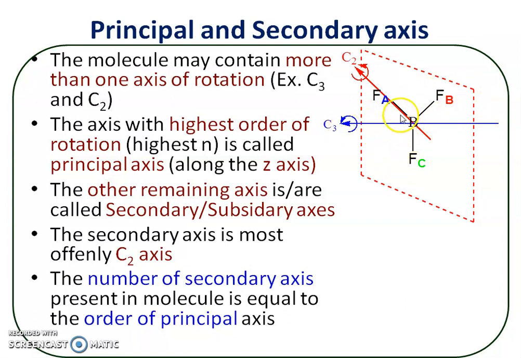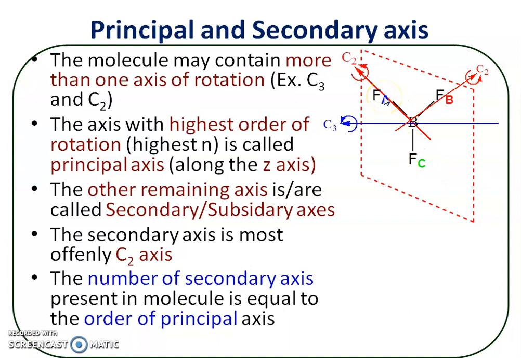So the value of n is equal to 2, and therefore this must be the C2 axis. Now imagine another axis which is passing through boron and Fb. Along this axis, when the molecule is again rotated through 180 degrees, there will be an exchange between Fa and Fc.